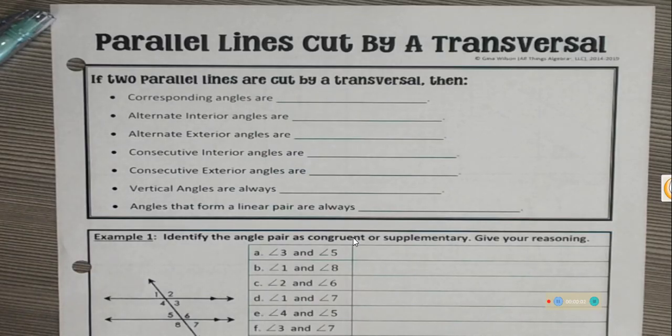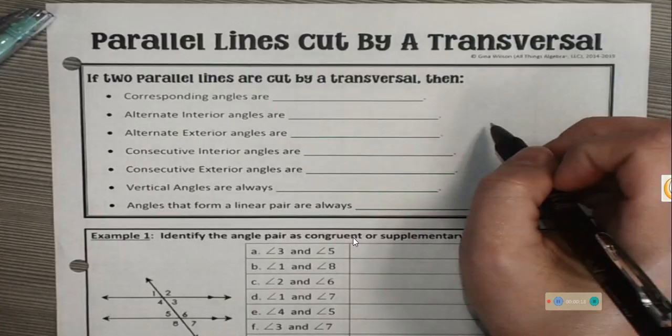Right, so previously we learned about the angle relationships that are created by a transversal. Today, we're going to focus on what happens when we have two parallel lines cut by a transversal. Okay, so I'm going to draw two parallel lines. I want you to draw what I draw.